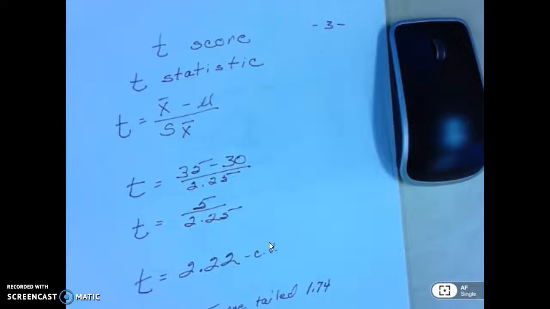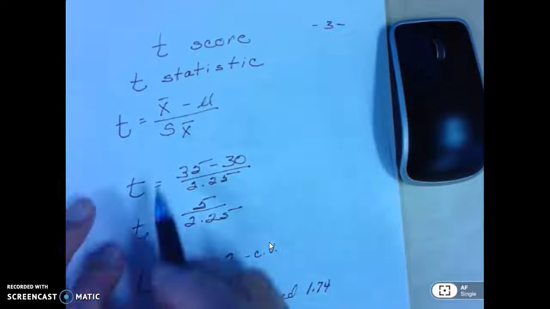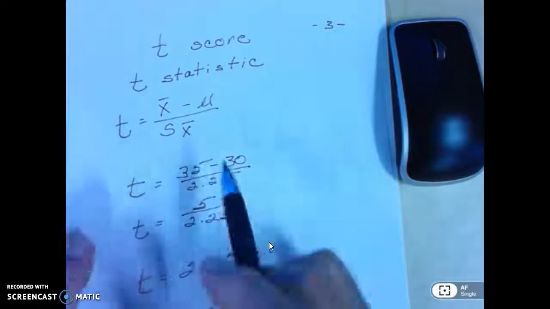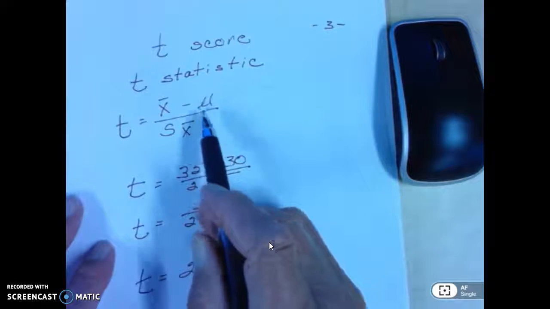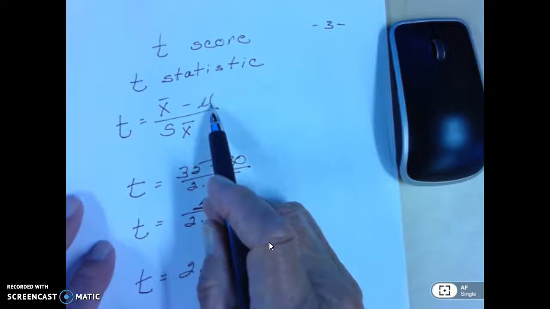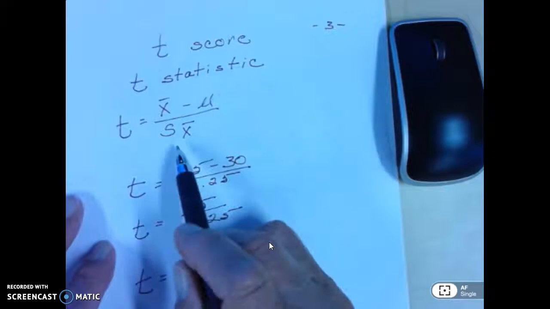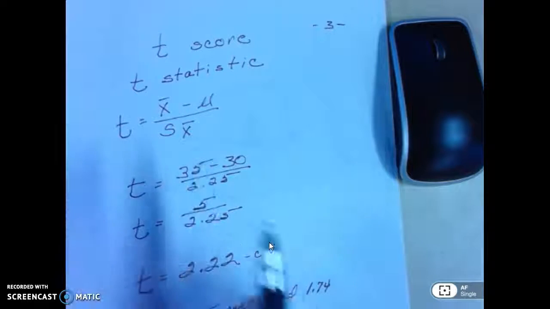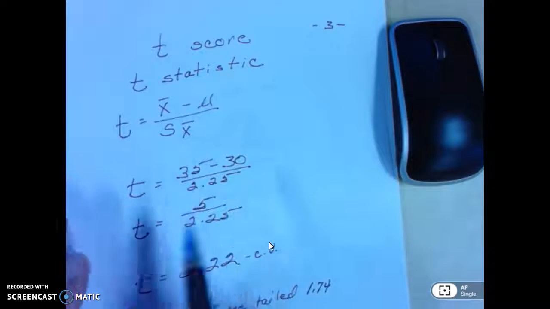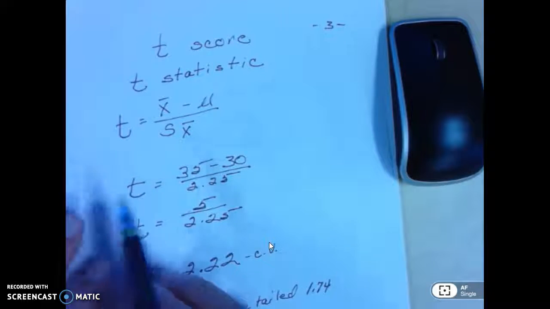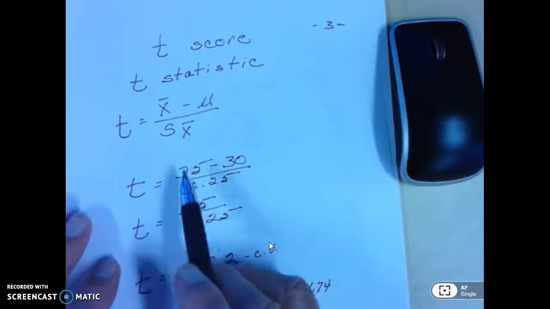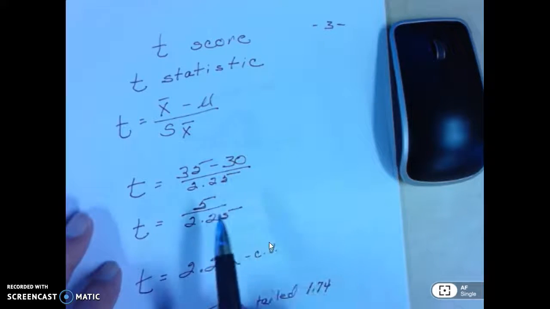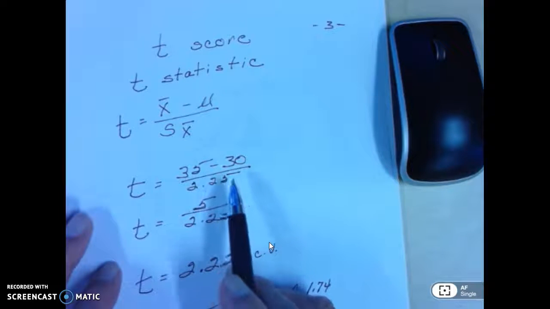Well, now we have the formula here for the T-score, which is x minus the mean, the average for the population, over the estimated standard error. All right, so we have selected some numbers here, and what we're looking at is 35, that's our x number, minus 30, that's our mean, and that comes to 225 over here.